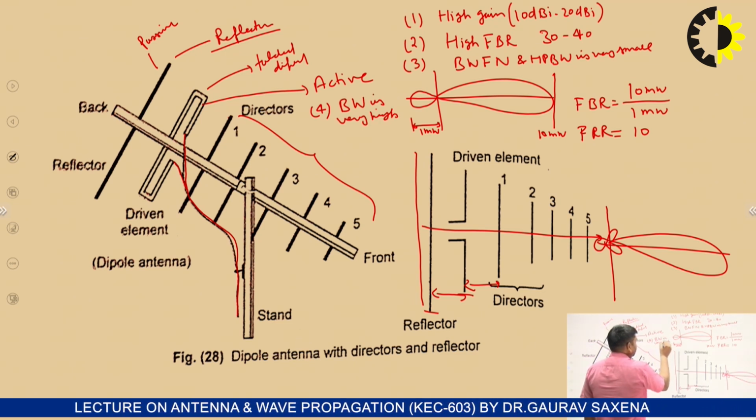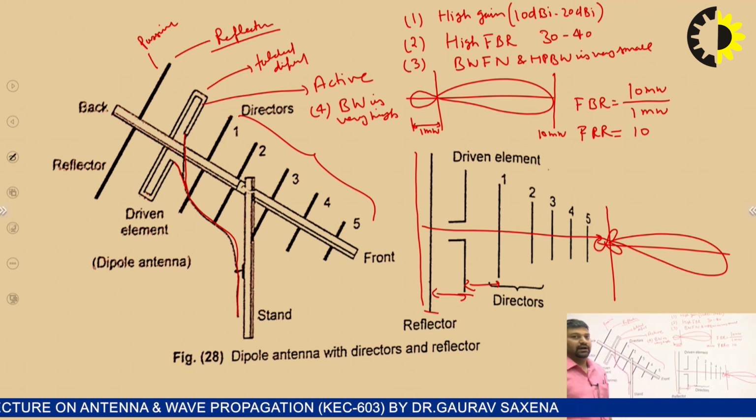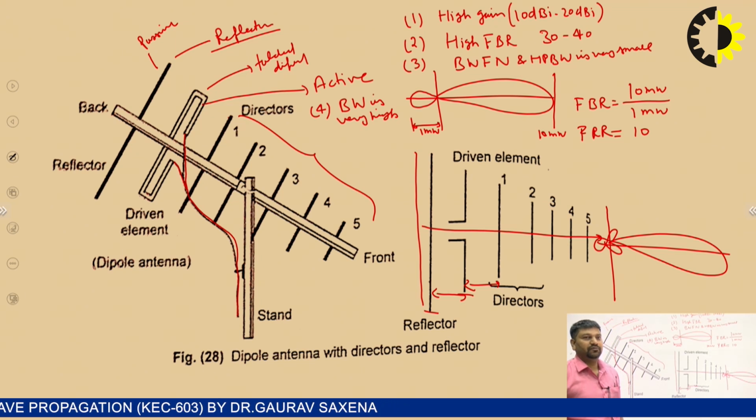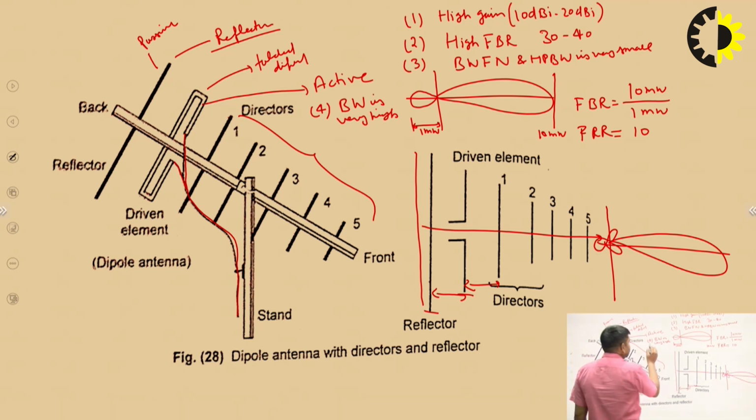So what is the meaning of this? The antenna works in a particular bandwidth. So that means this type of antenna, or Yagi antenna, radiates electromagnetic energy in a wide band. So we can say this type of antenna has a high bandwidth. The fifth one is that it is used as an end fire array.